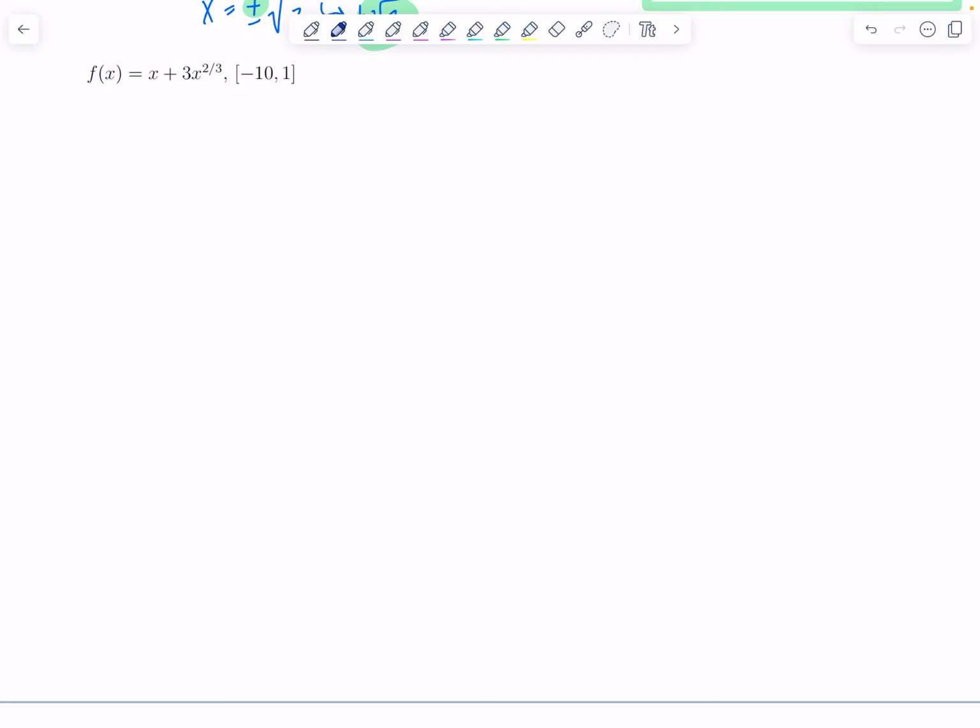Okay, so let's take the derivative. f prime of x is going to be 1 plus, now 3 times 2/3, the 3 is going to cancel. So then I just have 2x to the -1/3. And then I would clean it up, put that x to the negative 1/3 in the denominator. So this is 1 plus 2 over x to the 1/3. Let's just get a common denominator. So this 1 is going to be x to the 1/3 over x to the 1/3. And then we can write this as x to the 1/3 plus 2 over x to the 1/3.